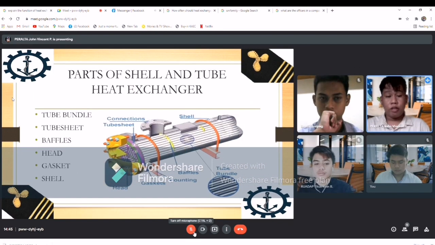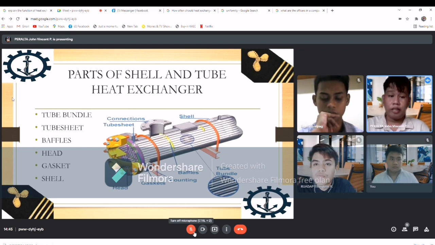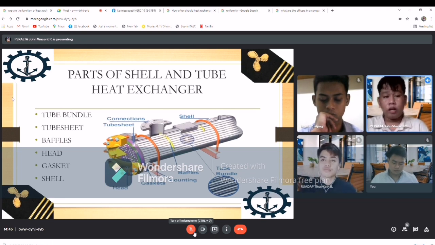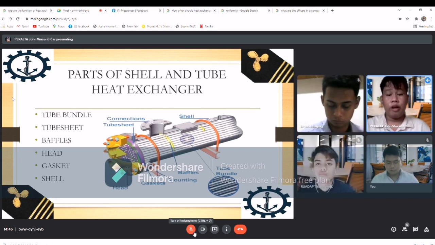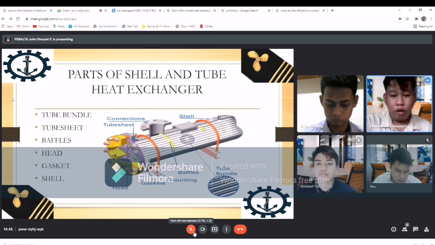Sir, these are the parts of the shell and tube heat exchanger. First is the tube bundle. Tubes are the basic components of shell and tube heat exchangers, providing the heat transfer surface between one fluid flowing inside the tube and the other fluid flowing across outside the tube. The tubes may be seamless or welded and most commonly made of copper or steels. As you can see in the picture, the tube is the main component.